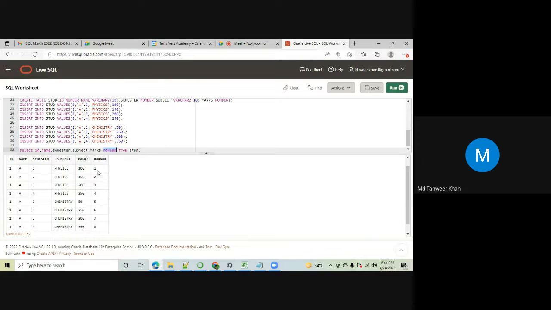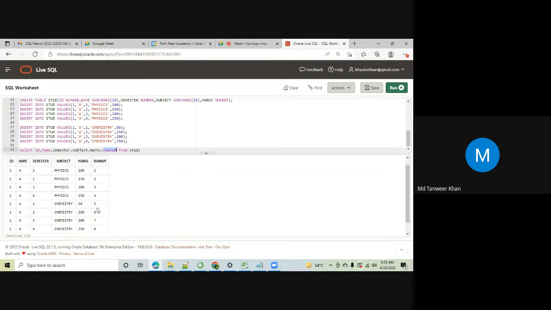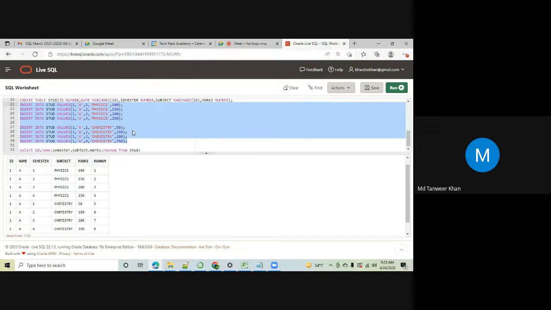And why did you get the numbers 1, 2, 3, 4, 5, 6, 7, 8 here? Actually, what happens is, when you're inserting the data in the table, as you have seen, your SQL engine by default will assign a number, following the sequence in which you inserted the data.